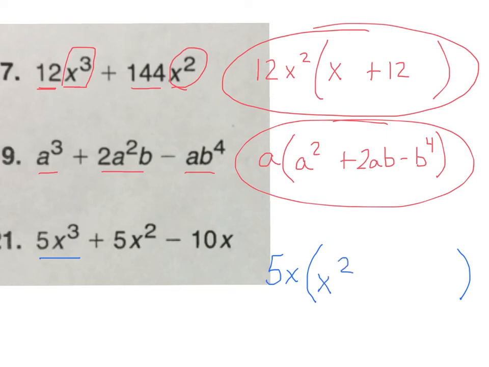X squared. And in the second term? Plus x. And in this last term? Minus just 2, right? Think about it. 2 times 5x does give me -10x, doesn't it? So I took the 5 out of here and here. That's why I didn't write a number. And I took 5 out of here. That's why -2 is what's left. And then you notice I took an x out of each one.